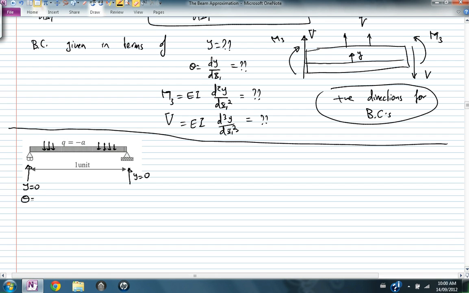The rotation here, I don't know because it's allowed to rotate. The rotation here, I don't know because it's allowed to rotate. Moment here, well, there is no external moment. This is allowed to freely rotate, therefore moment is zero. And similar to this point. The shear, well, there is a support, so it applies a shear, which I don't know what the value is.